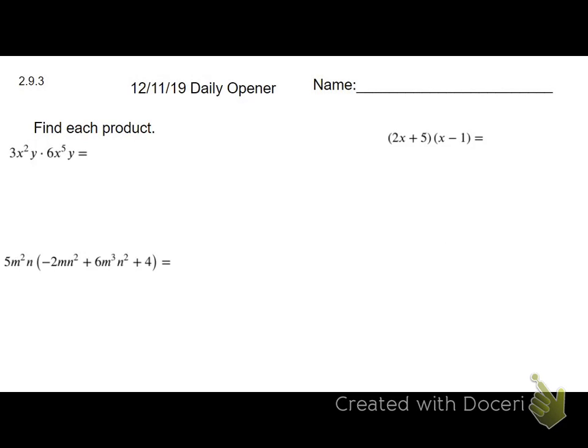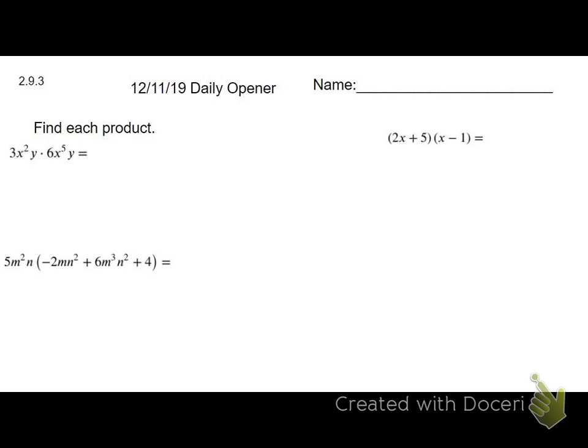Okay, so let's take a look at this here. It says find each product. So for the first one, this is something that we should have been able to do after we did 7.1 notes. So it says find each product. So how am I going to find the product of this polynomial? Ben? 3x squared y times 6x to the fifth y.